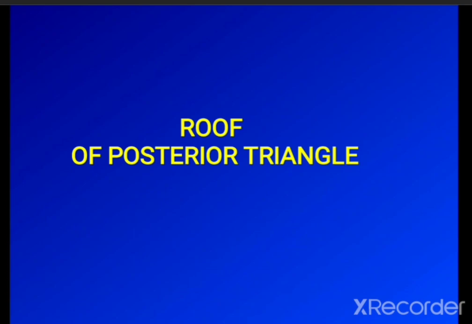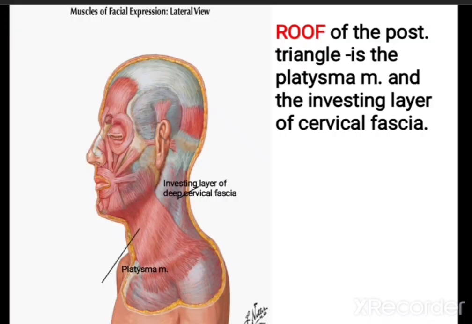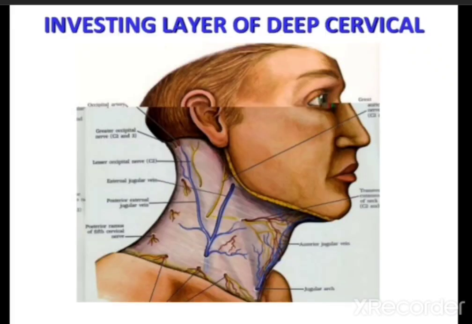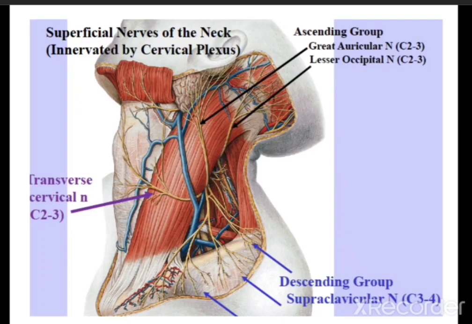Now we come to the roof of the posterior triangle. The roof of the posterior triangle is made up of the platysma muscle and the investing layer of the deep cervical fascia. So this platysma muscle is the subcutaneous muscle over here, and below that we find the investing layer of the cervical fascia, which is a deep layer, deep fascia. Here we can see the investing layer of the deep cervical fascia, which is forming a tight sleeve around the muscles of the neck. So here we can see the cutaneous nerves which are found in the posterior triangle of the neck.